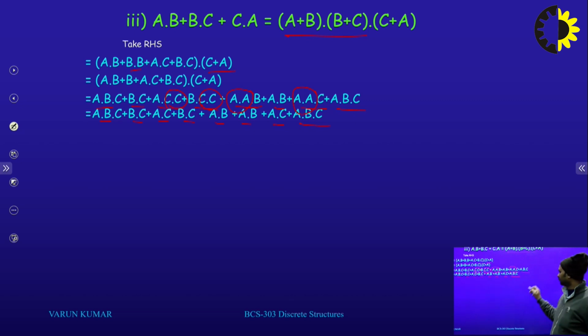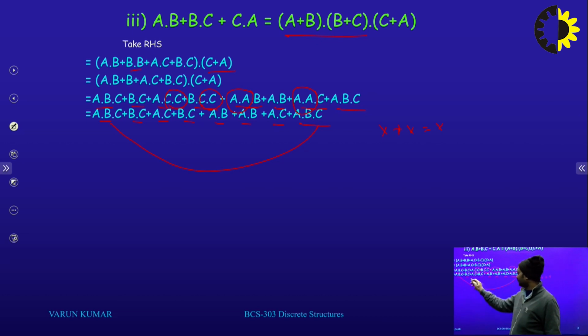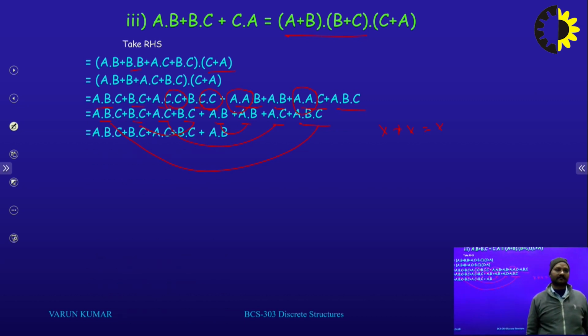So we know that X + X becomes X. So ABC + ABC becomes ABC. Then BC + BC becomes BC. AC + AC becomes AC. AB + AB becomes AB. So finally we have these following terms.